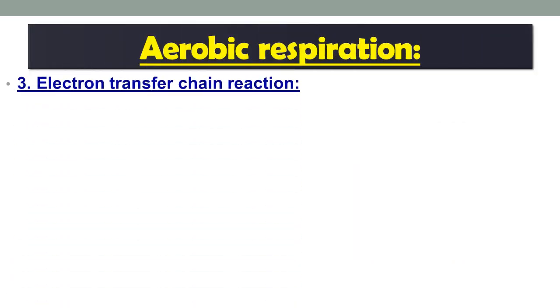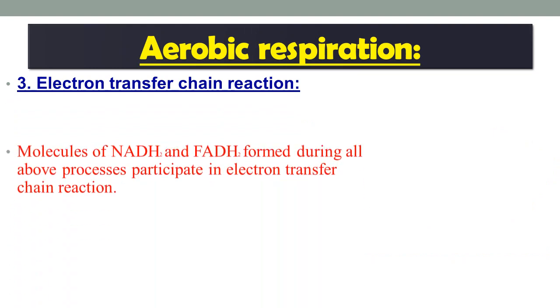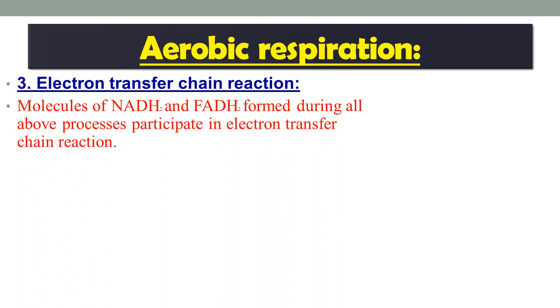Alright, now the next step is the electron transfer chain reaction. This also occurs in the mitochondria of the cell after the Krebs cycle. The molecules of NADH2, that is nicotinamide adenine dinucleotide, and FADH2, that is flavin adenine dinucleotide, are formed during all the above processes. All the above processes means the Krebs cycle. Those formed in the Krebs cycle or TCA cycle participate in the electron transfer chain reaction.